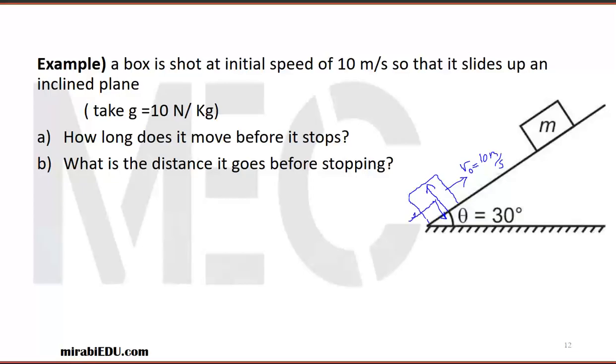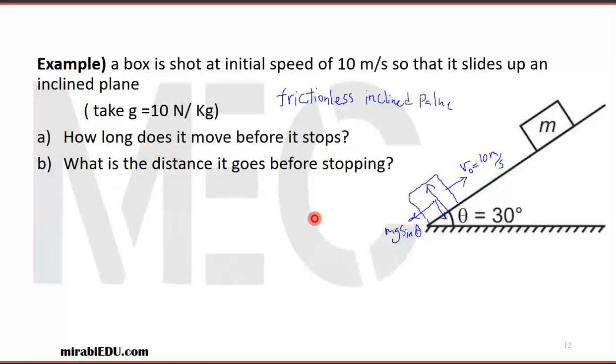and there is a force of mg sine theta causing this box to slow down. Of course, nothing has been said about friction, so take no friction. Let's say it's a frictionless plane. So this force is slowing down the object. We want to know how long it moves before it stops.